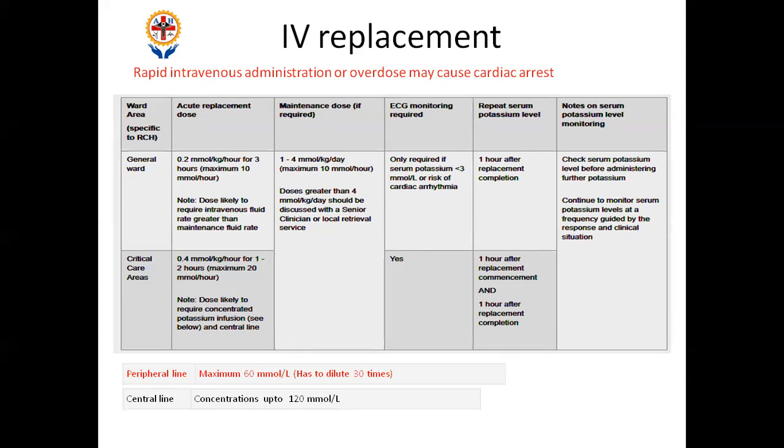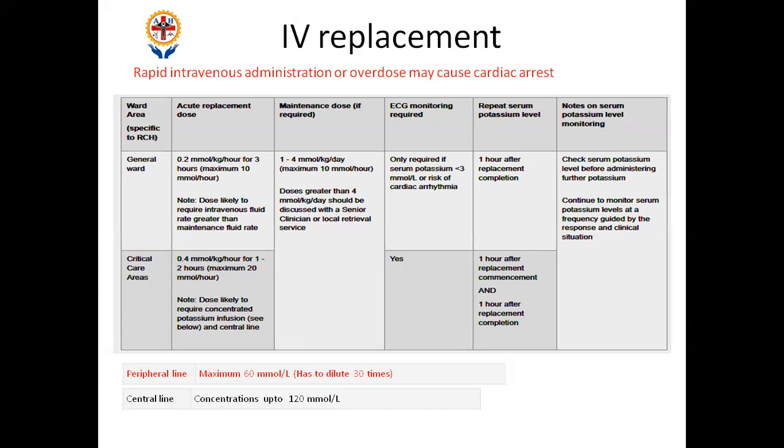So the calculation is very simple. You need to calculate based on your child's weight. If you have close monitoring, you can go up to 0.4 millimole per kg per hour. If you don't have close monitoring, restrict yourself to 0.2 millimoles per kg per hour. How to dilute it depends on your peripheral and central line. Clear? Yes, sir.